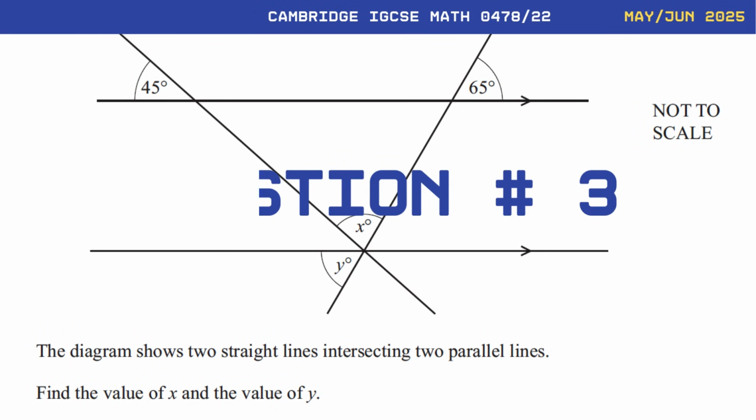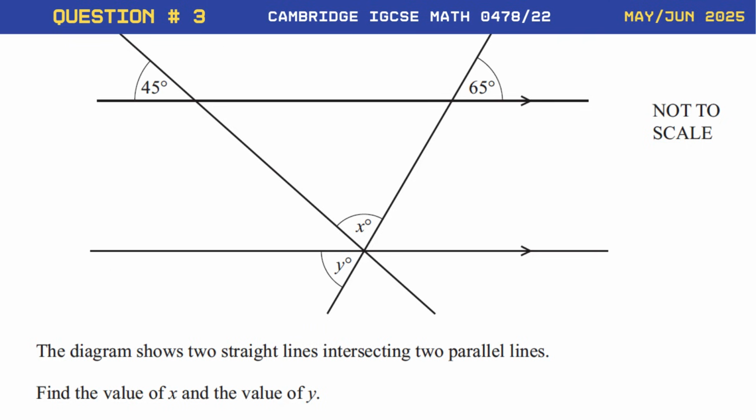Question number 3. The diagram shows two straight lines intersecting two parallel lines. Find the value of x and the value of y. We'll find angle x and angle y using corresponding angles and alternate interior angles or vertically opposite angles.